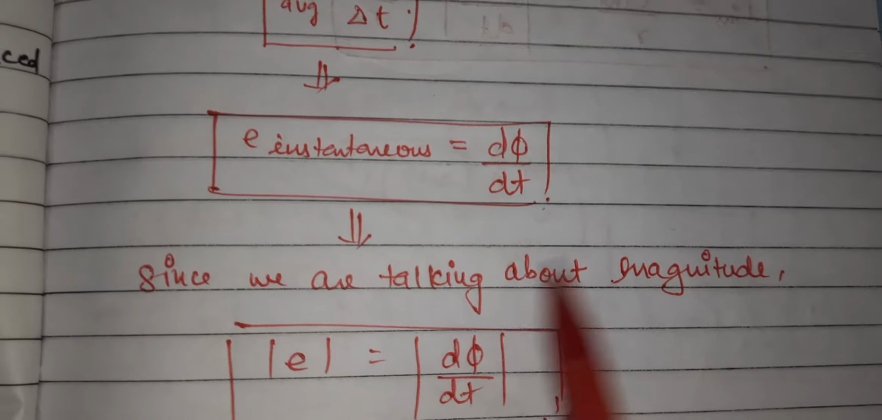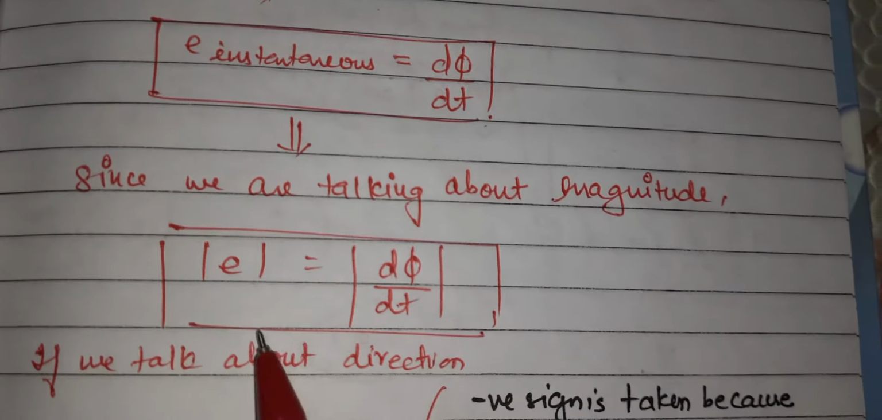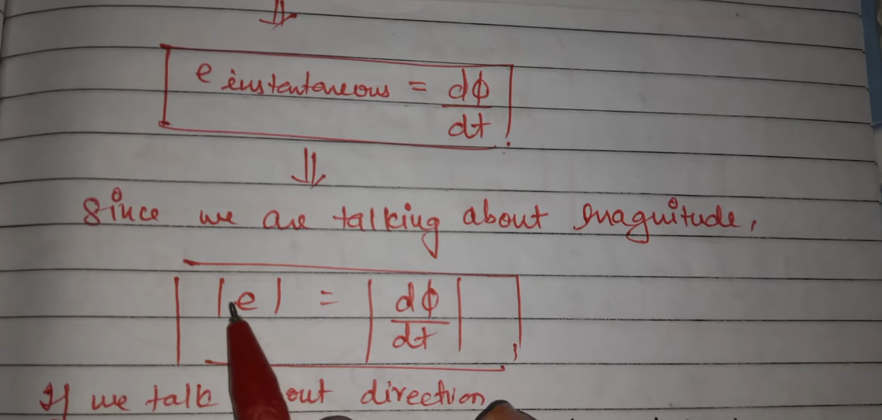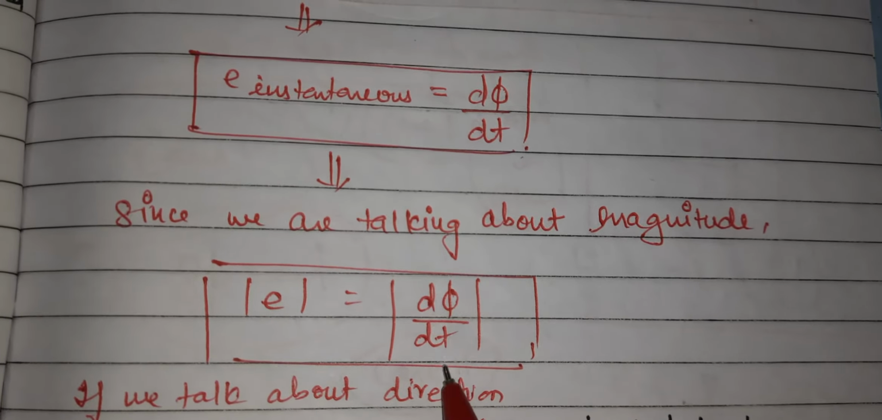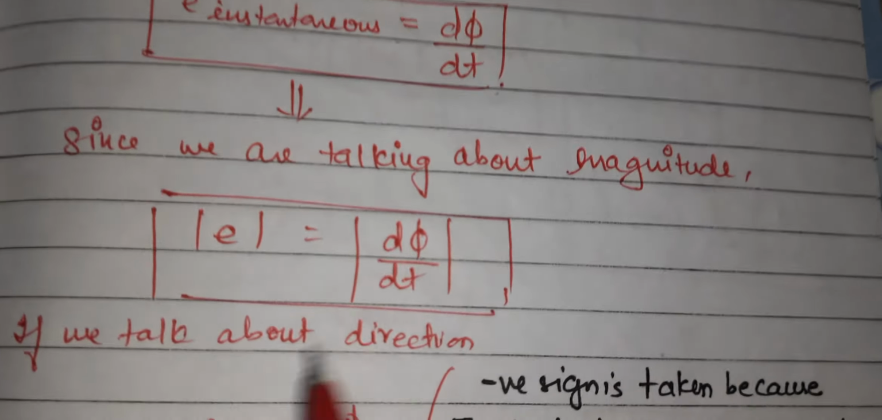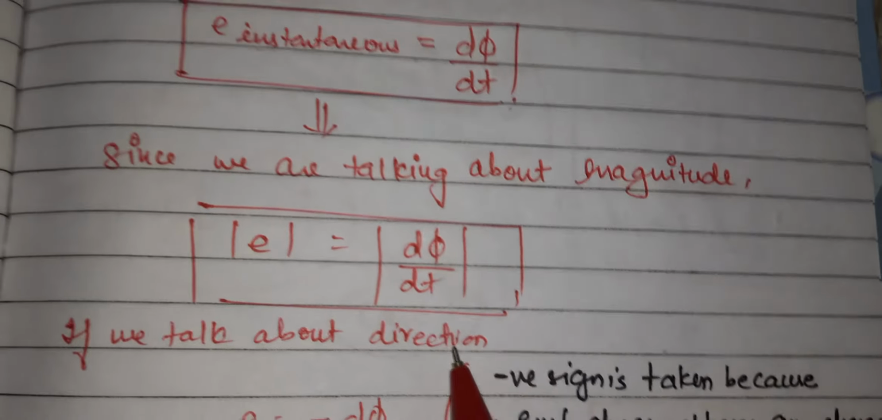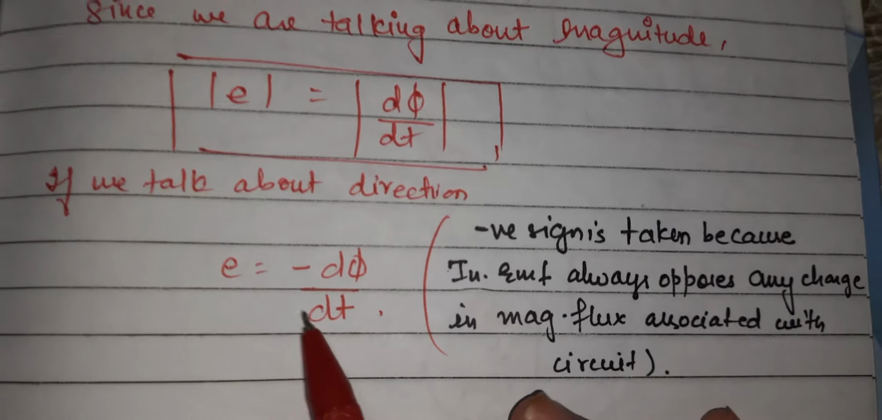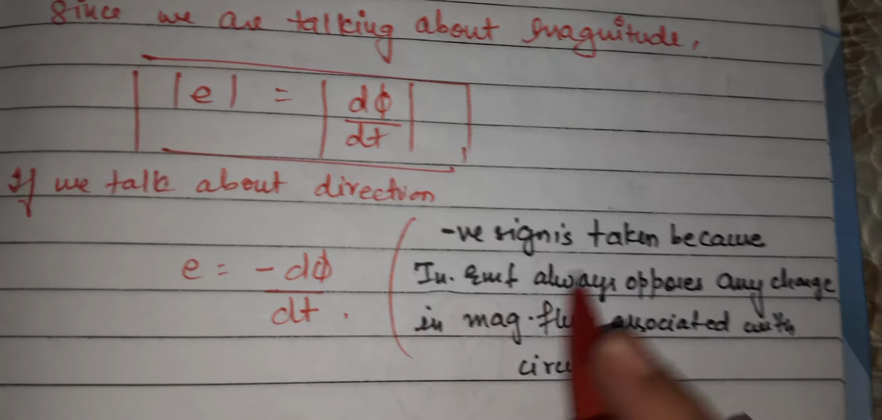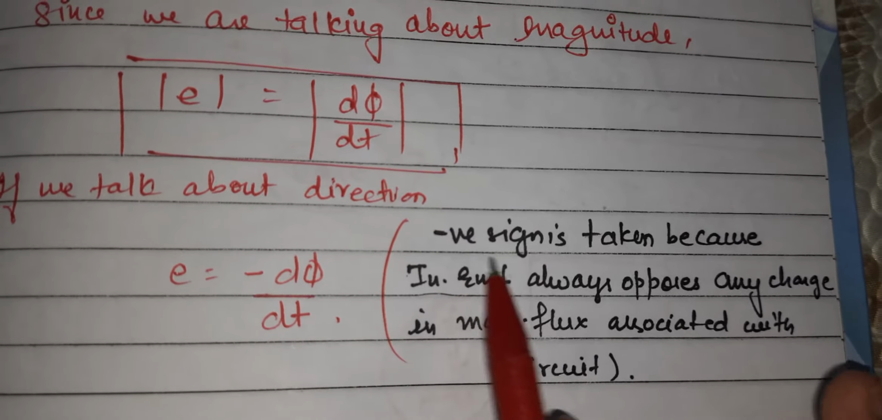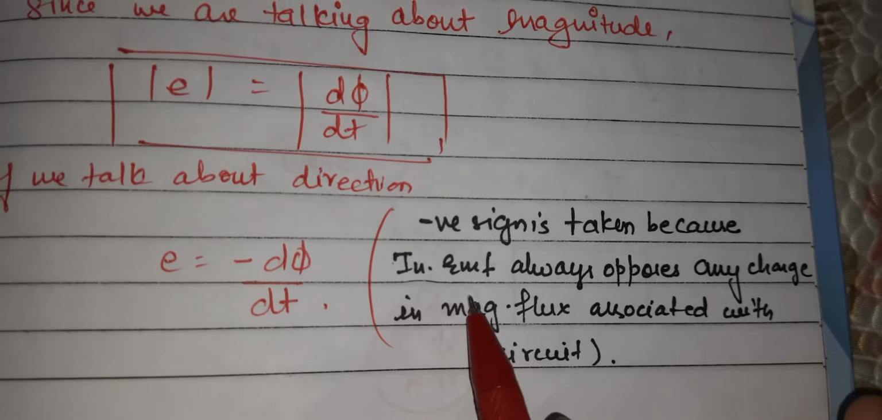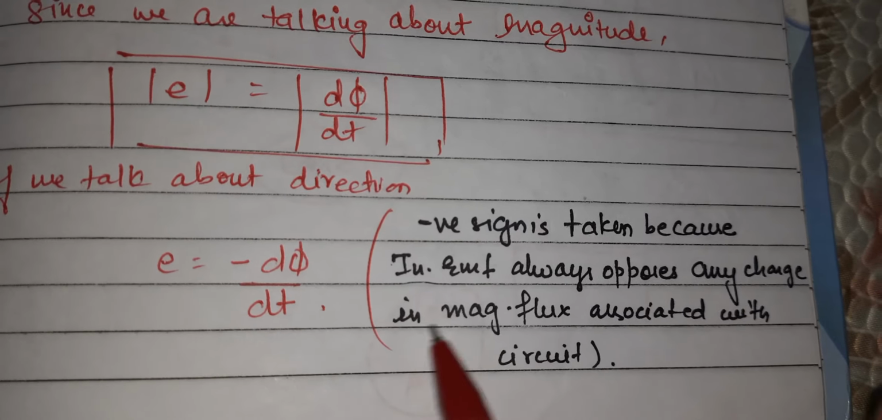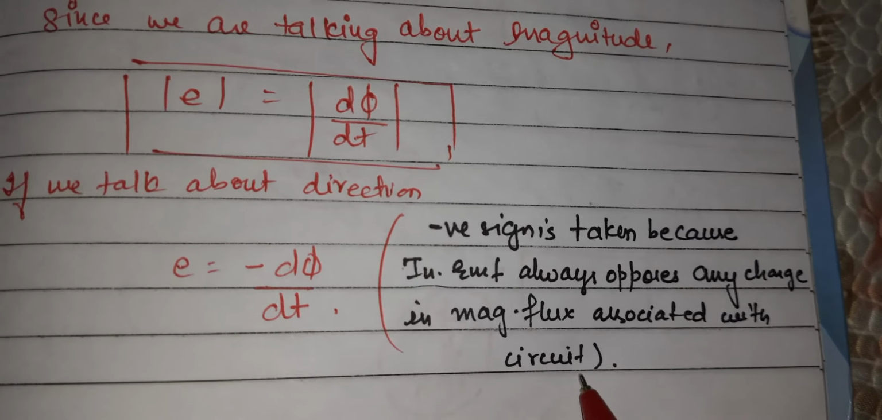Since we are talking about only the magnitude, as I told you, the formula can also be written as E modulus is equal to modulus of d phi by dt. If we talk about the direction also, now something is introduced here. If we talk about the direction also, then E is equal to minus d phi by dt. Now, where is this minus sign coming from? The minus sign is taken because an induced EMF always opposes any change in magnetic flux associated with the circuit.